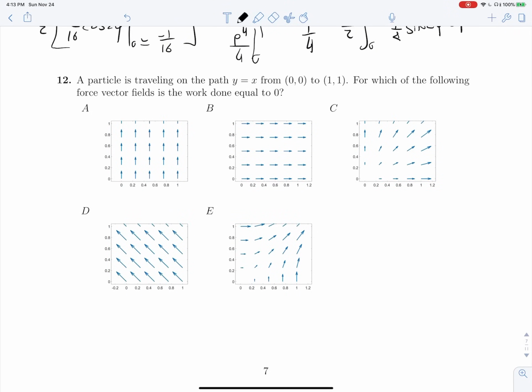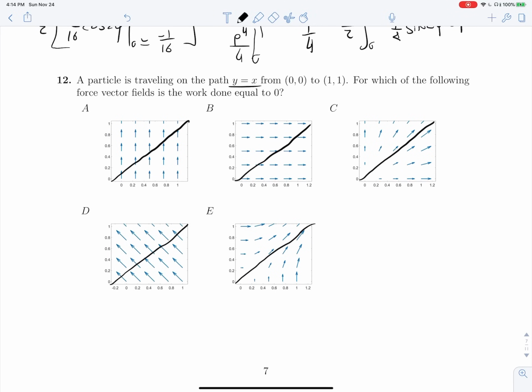A particle is traveling along the path y equals x, from 0, 0 to 1, 1. For which of the following force vector fields is the work done equal to 0? Well, if you're in Physics 172 or you've taken it in the past, we know that the work done on a particle, you can kind of think of it as the force that the vector field is giving to either help the particle along the way or keep it from going along its path.